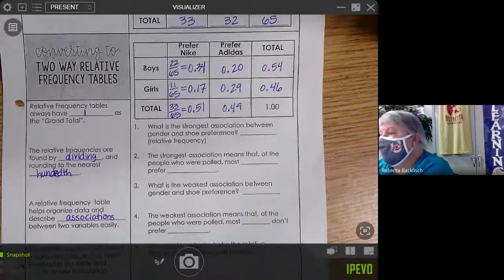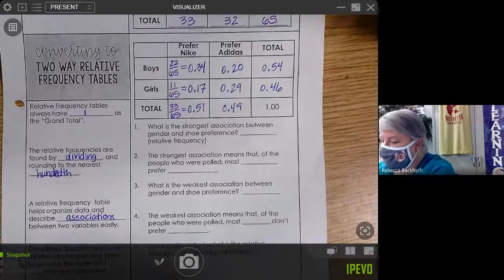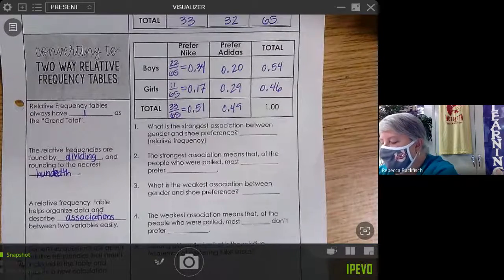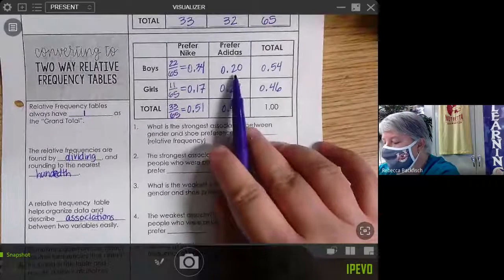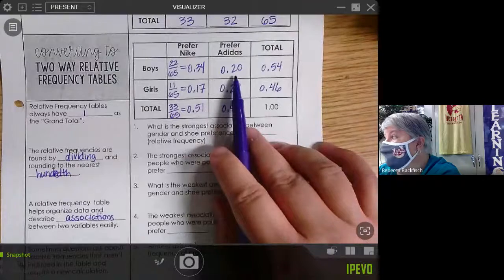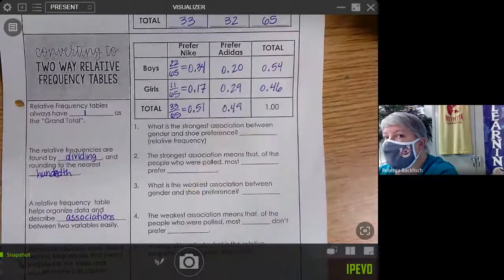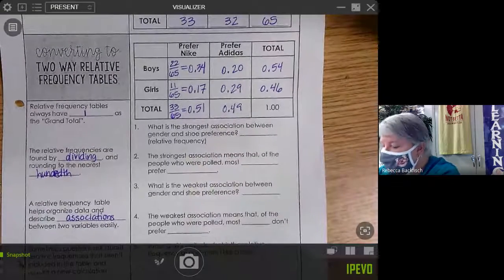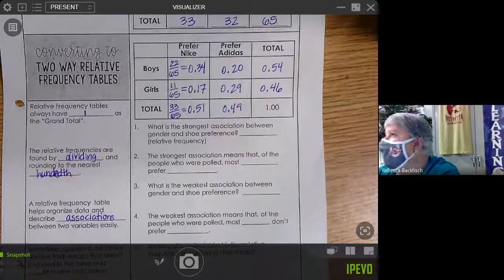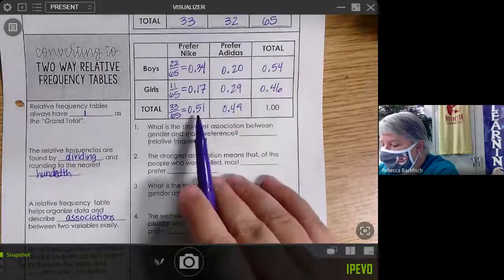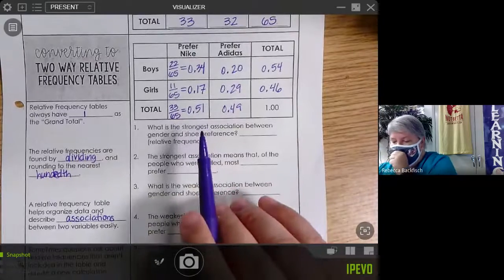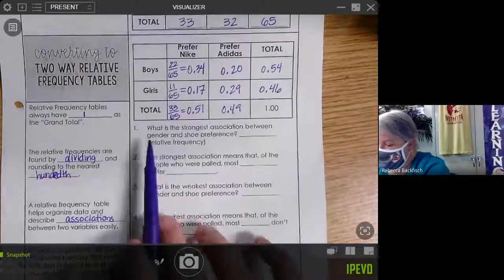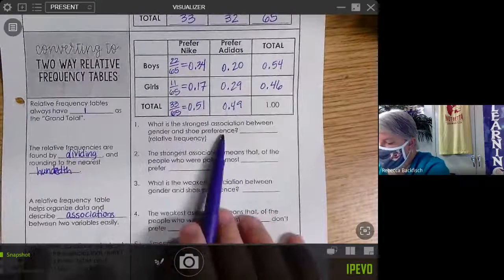Like if I were to randomly select a student out of this whole table, the probability that I would select a boy who likes Adidas is 0.2. If I were to randomly select a student out of this whole table, the probability that I would choose anyone who likes Nike is 0.51. And so on.